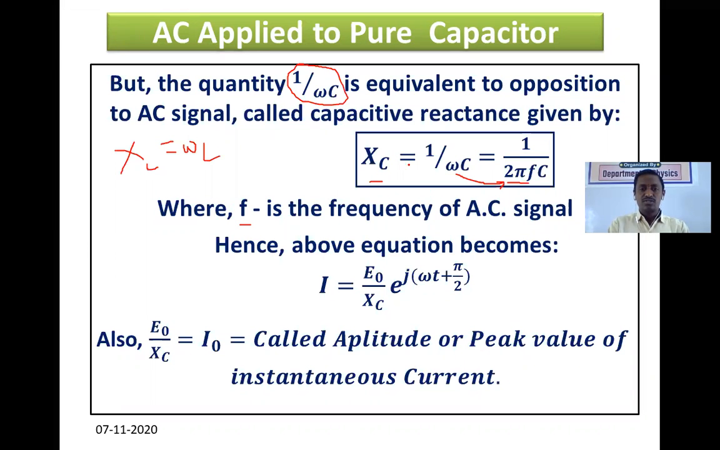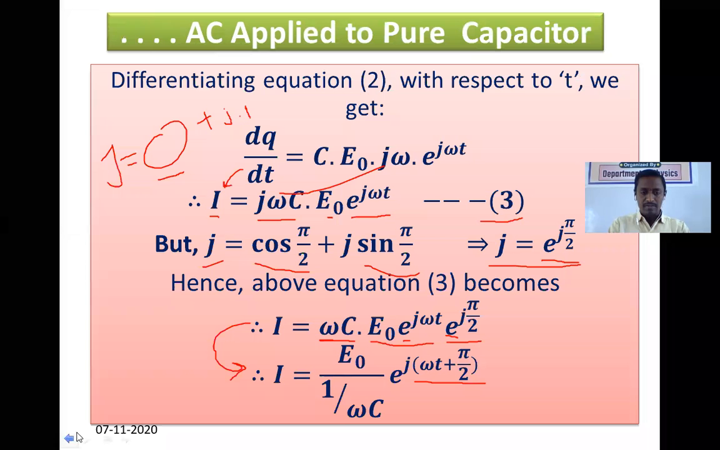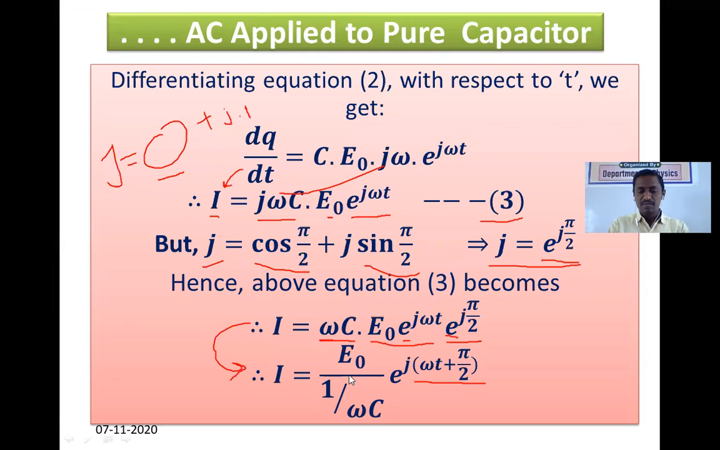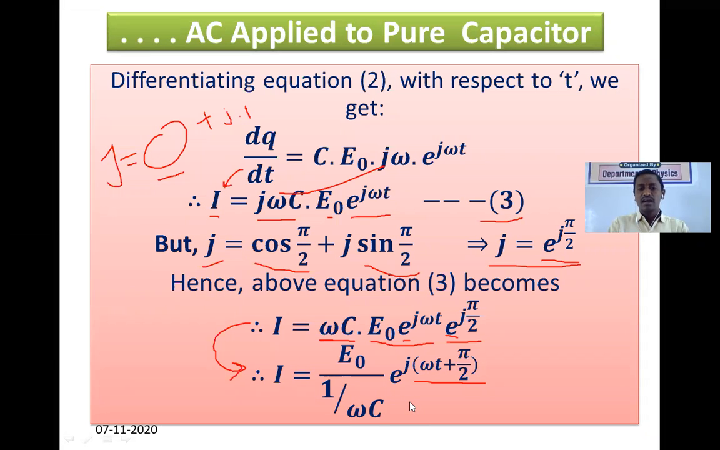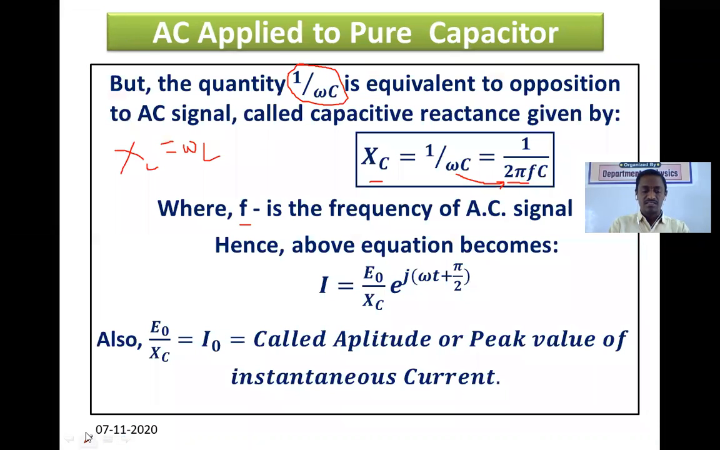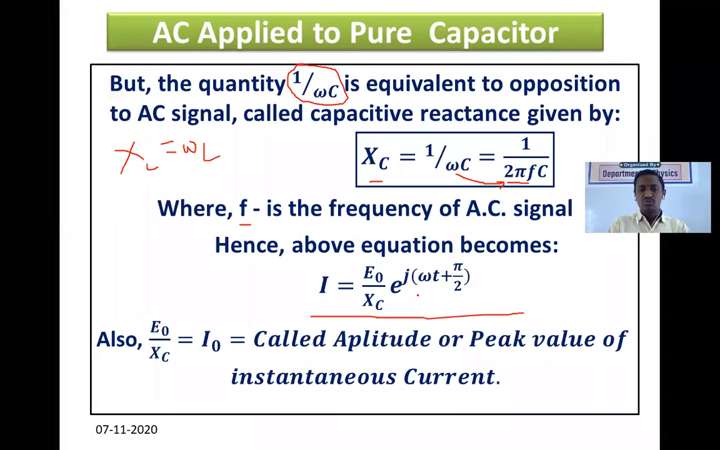So after substituting 1 by omega C equals XC, the previous equation can be written as I equals E0 upon, in place of omega C, let us substitute here XC, and all the other terms are kept as it is. Okay. So the equation changes to the form I equals E0 upon XC e to the power j in bracket omega t plus pi by 2.